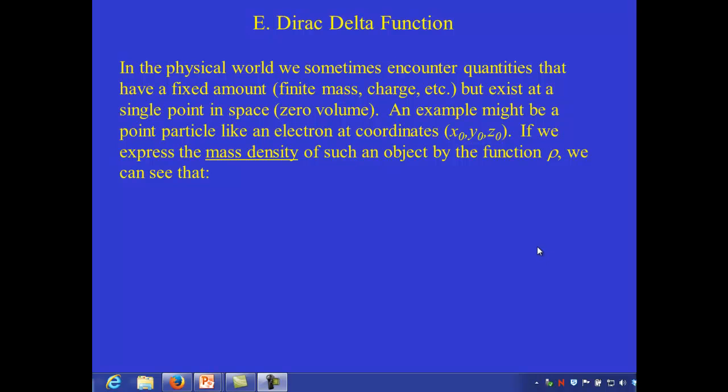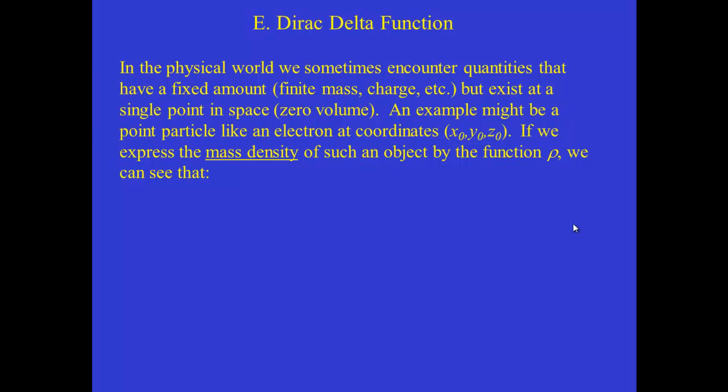Today I'll give a brief overview of a new piece of mathematical apparatus that we find use for especially in electricity and magnetism in physics, and that's called the Dirac delta function. The basic reason that we define this kind of a mathematical tool is that sometimes in the world we encounter quantities that have an interesting combination of properties. They have a fixed amount of stuff, but they exist at a single point in space, which means that their volume is zero. And yet, they carry a fixed amount of mass or charge.